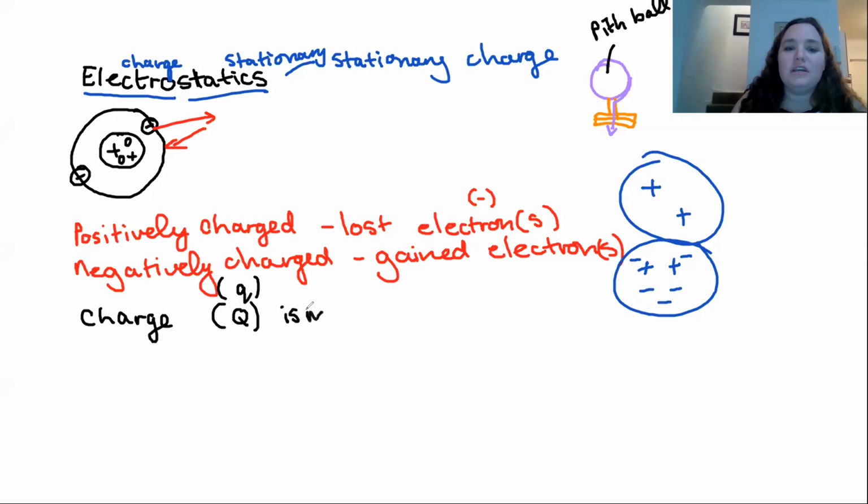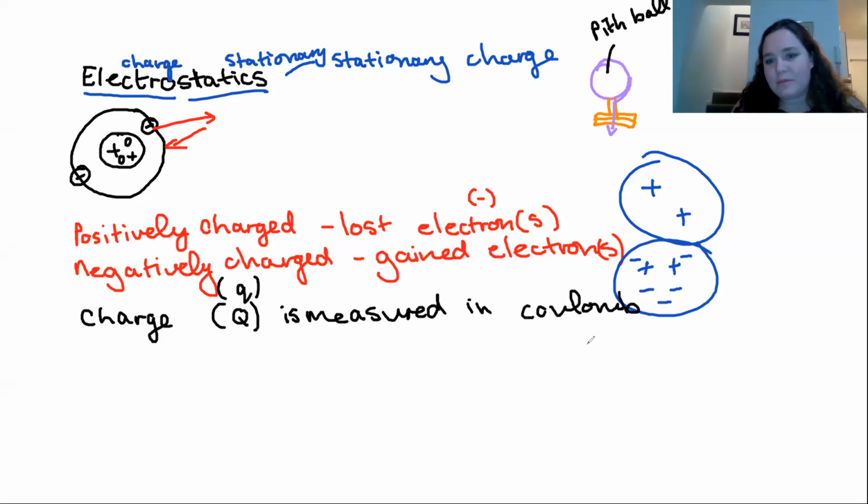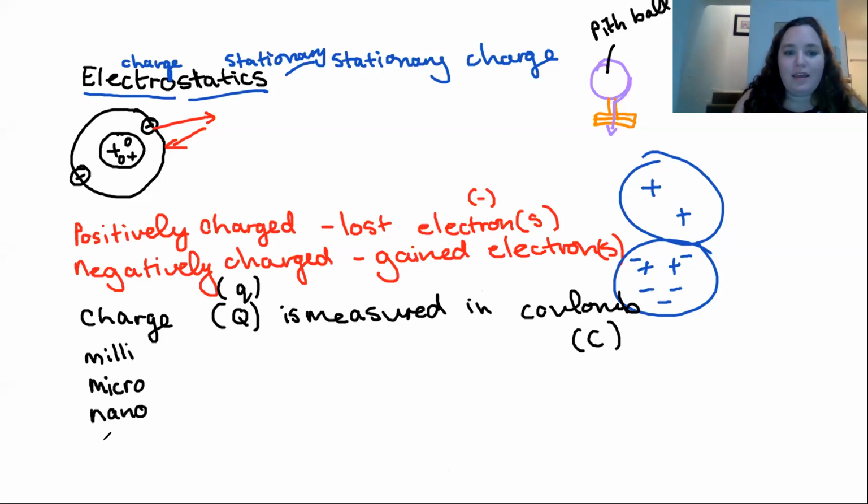Charge is measured in Coulomb, which has the symbol uppercase C. 1 Coulomb of charge is an exceptionally big charge, so more commonly we don't deal with a Coulomb. We instead deal with millicoulomb, microcoulomb, nanocoulomb, and picocoulomb. Milli means times 10 to the negative 3. Micro means times 10 to the negative 6.